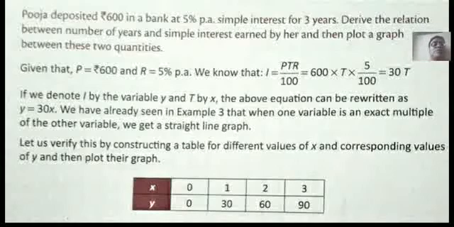You can see below the table, when X is 0, Y becomes 30 into 0, that is 0. X is equal to 1, Y is 30, X is 2, Y is 60, X is 3, Y is 90. So this is the graph you obtain. Let us plot the graph on the graph paper. You can see the graph.